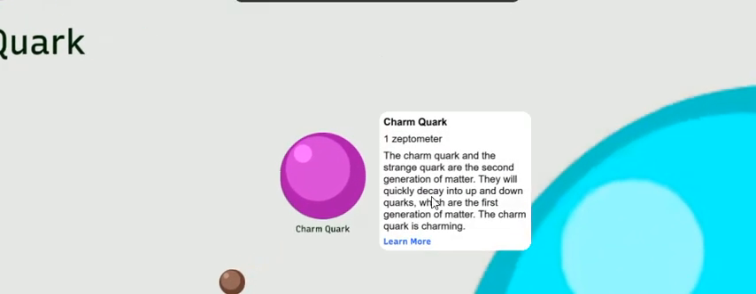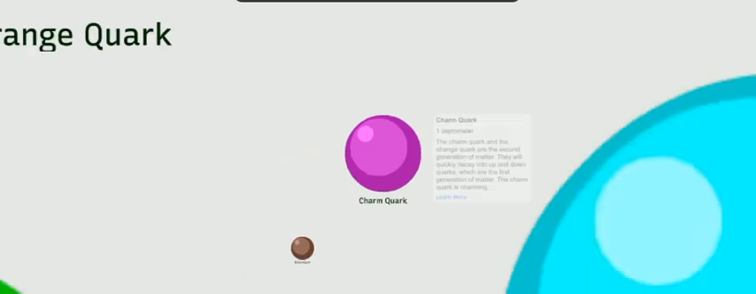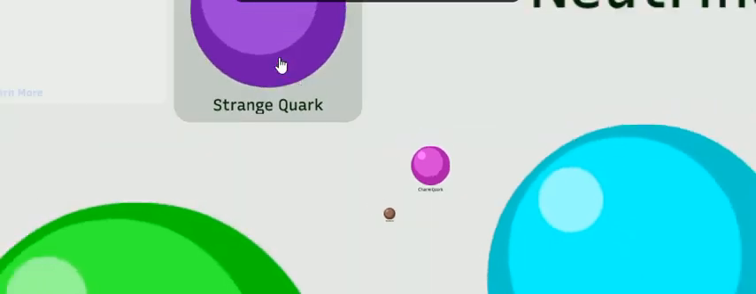Charm quark, 1 zeptometer. The charm quark and strange quark are second generation of matter. They will quickly decay into up and down quarks, which are the first generation of matter. The charm quark, for some reason, is charming.